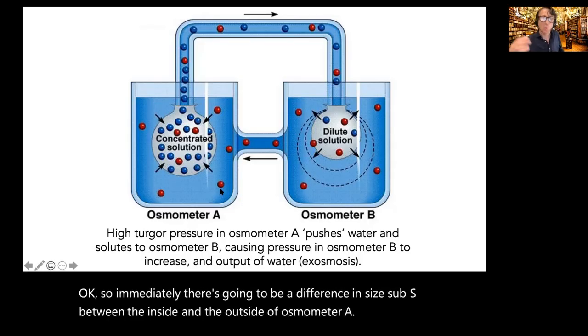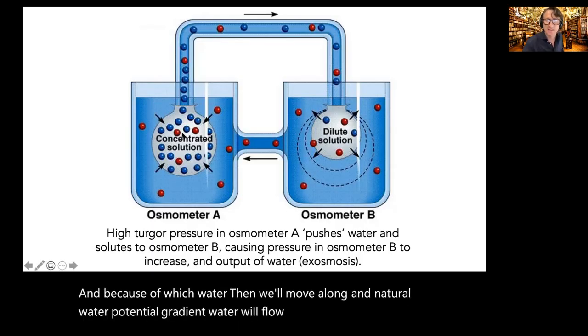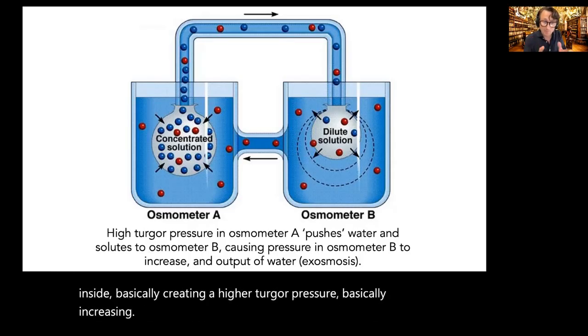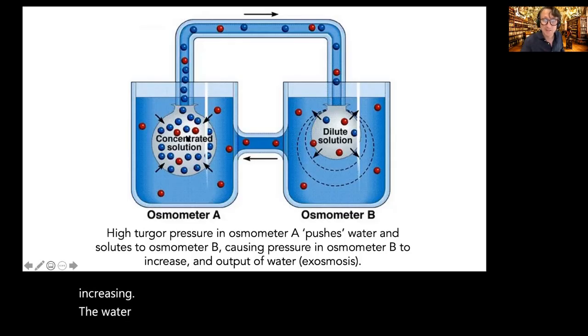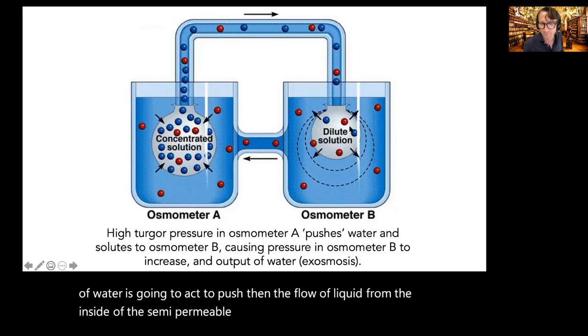And because of which, water will move along a natural water potential gradient. Water will flow from the outside to the inside, basically creating a higher turgor pressure, okay? Basically increasing the water potential inside of this. Effectively, this flow of water is going to act to push the flow of liquid from the inside of the semi-permeable membrane to the other, okay?